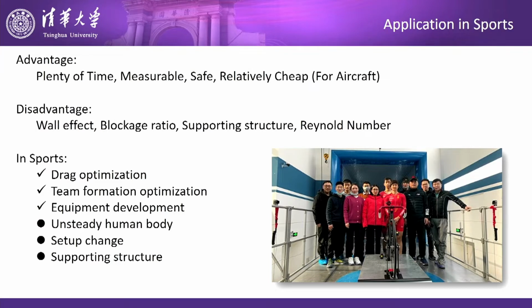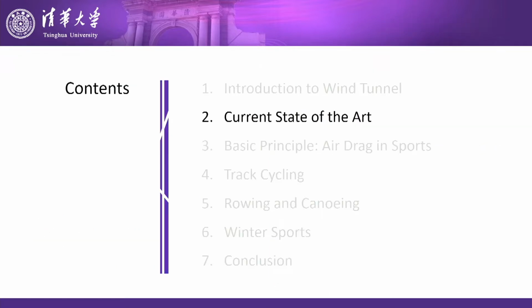Okay. So in sports, we can do drag optimization, team formation, and equipment development. And the problem is the unsteady human body. Every time we change the setup or change the athletes, the data will change a lot. And the supporting structure somehow affects the flow field, so it will affect the drag. All right, let's go to the second part, the current state of the art.